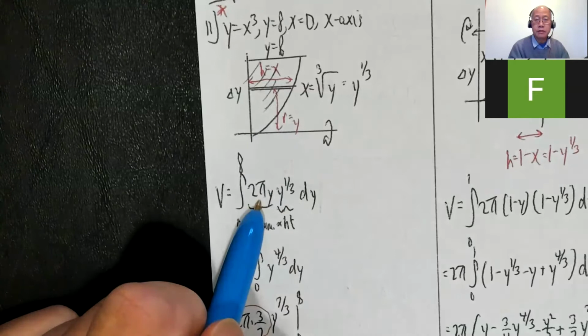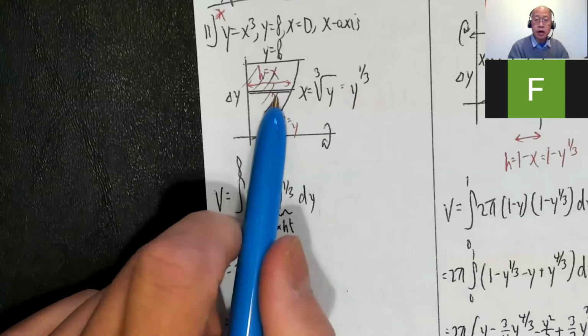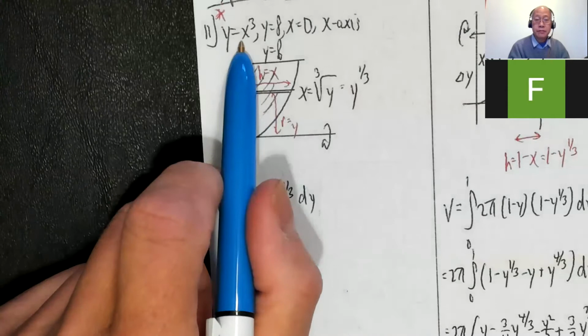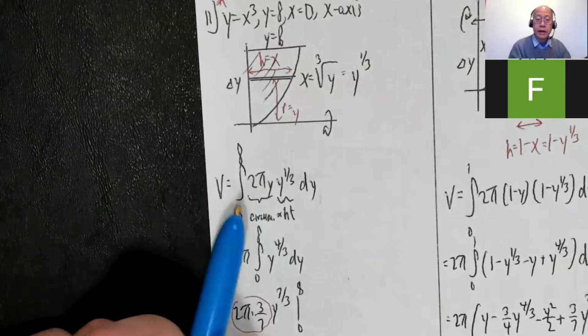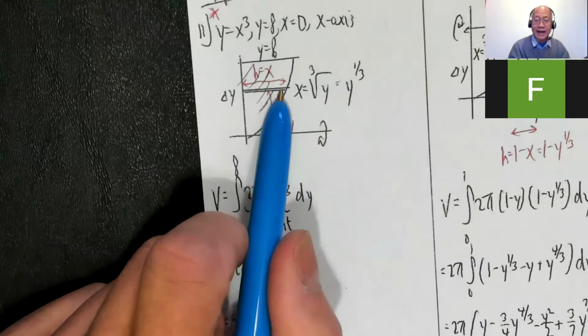And then the height. Now, if I'm integrating with respect to y, I need x as a function of y. So I can't leave it as y equals x cubed. I need x as a function of y. That's easy, just take the cube root. So x is the cube root of y, which we know is y to the 1/3. So the circumference is 2 pi y times the height. The height is x, the cube root of y, or y to the 1/3, dy.